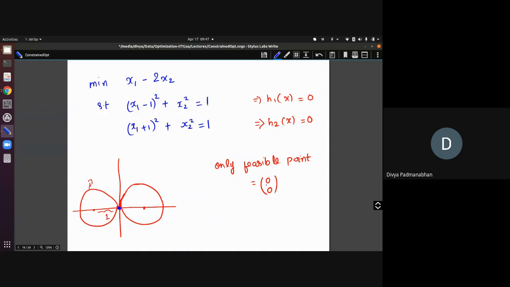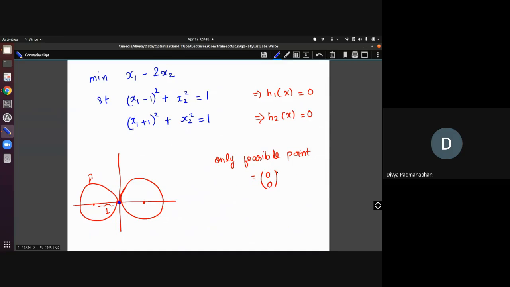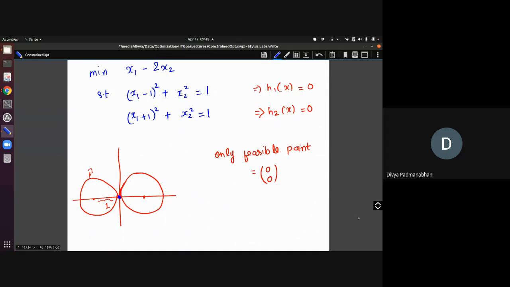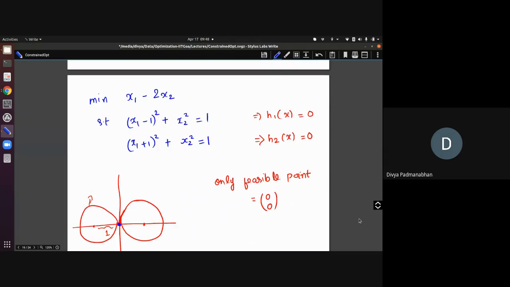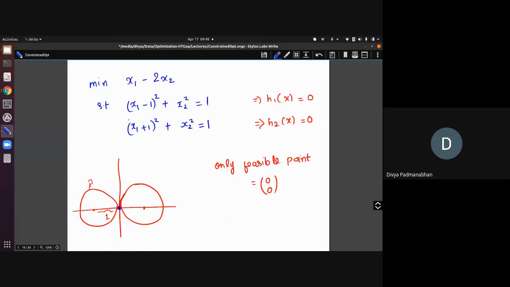But you will see that regularity fails here, so you cannot satisfy the KKT conditions. I will leave it for you to try this out. And one thing here is the Lagrange multipliers. These quantities that we multiply with each of the constraints are called Lagrange multipliers. In this case they are unrestricted in sign.